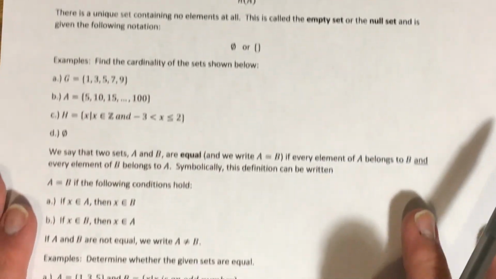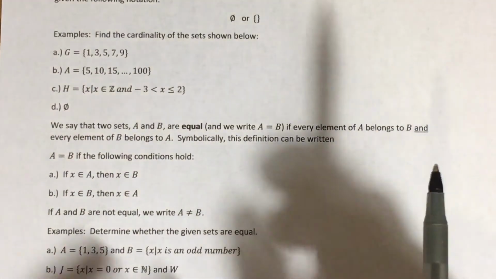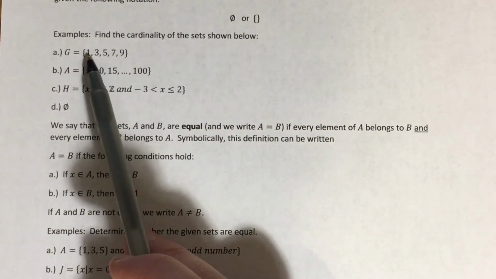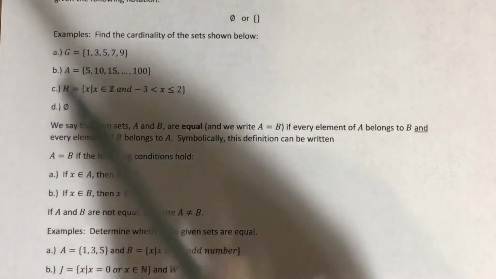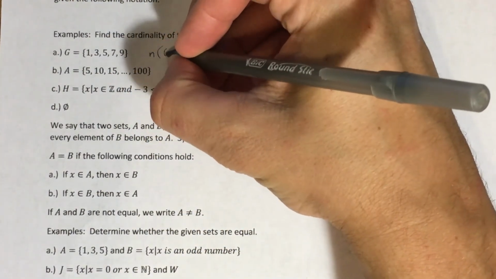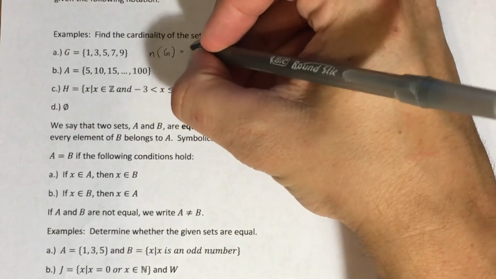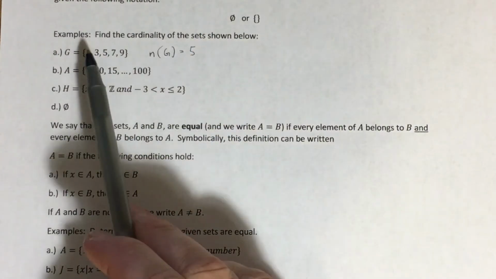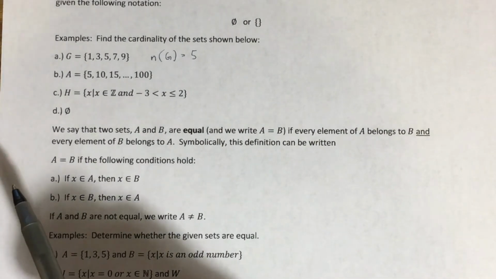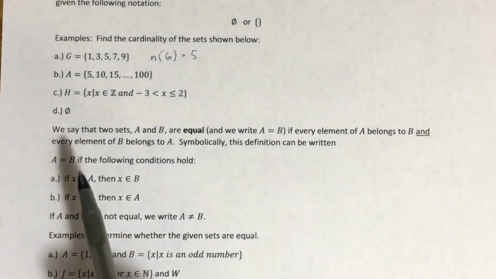So let's look at some examples where we want to determine cardinality. What is the cardinality of this set here? 1, 3, 5, 7, 9. Well, this is an easy one. The cardinality, which I would write n of G, is 5, because there's 5 numbers in this set. Really straightforward. If only all these problems could be that easy, though.